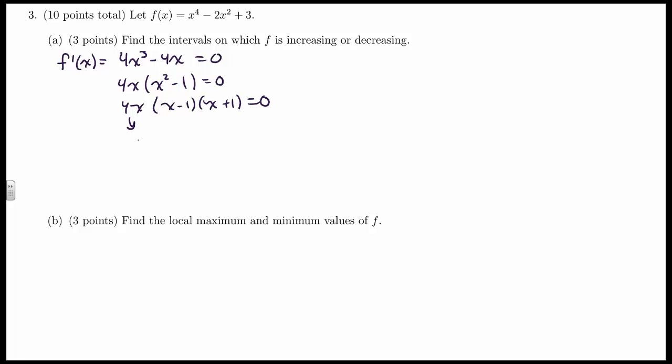So it looks like we're going to get a critical value at x equals 0, at x equals 1, and x equals negative 1. For f prime, we break up that number line. And then we ask, well, what do we get? It looks like we're positive, negative, positive, negative.